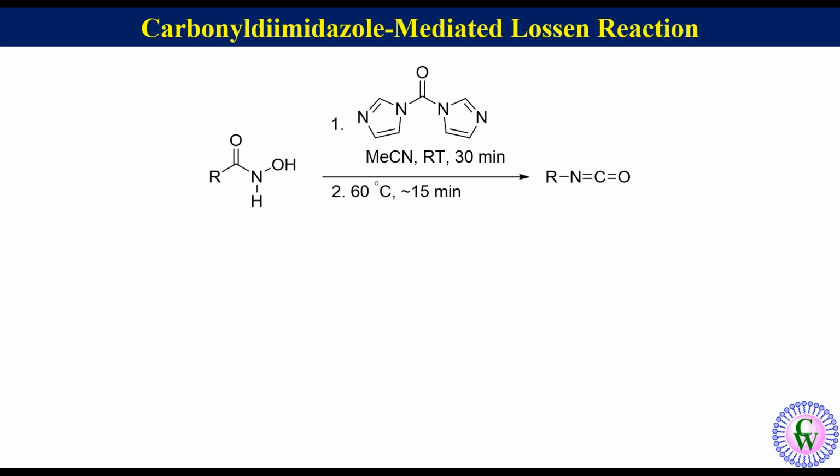to produce isocyanate. It is suggested that hydroxamic acid reacts with CDI to produce this cyclic intermediate, and then in the presence of heat, this intermediate eliminates carbon dioxide and also undergoes migration of R group to produce isocyanate.